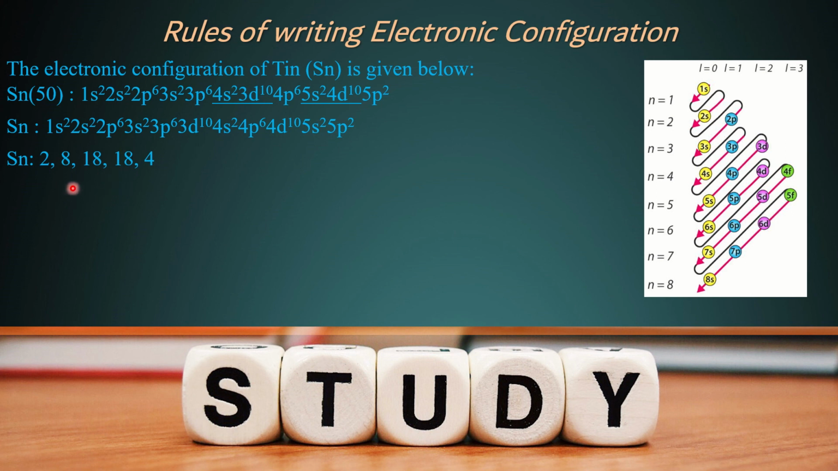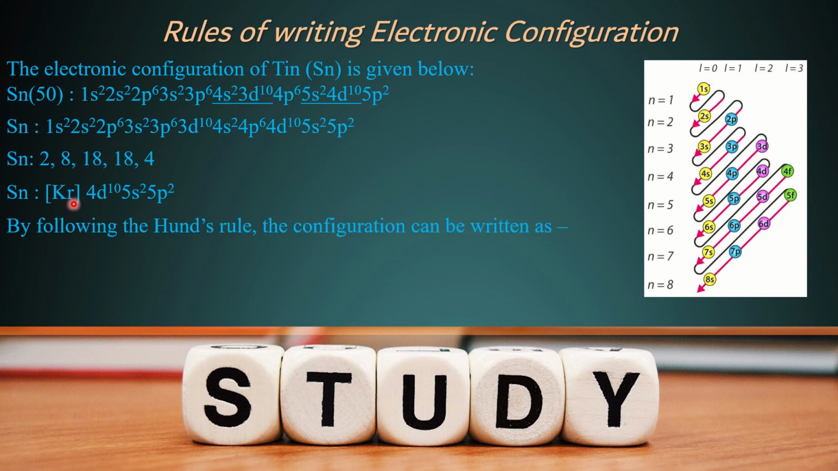Here you can also write the electronic configuration using the inert gas. Look here, the configuration up to 4p6, and 5p is not filled by 6 electrons, so the inert gas will not come beyond here. Up to 4p6, the inert gases are helium, neon, argon, krypton. The inert gas in the fourth period is krypton. So up to this is krypton, and then 4d10, 5s2, 5p2. This is also the electronic configuration of tin.